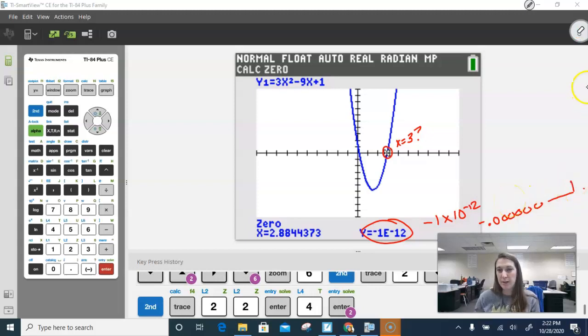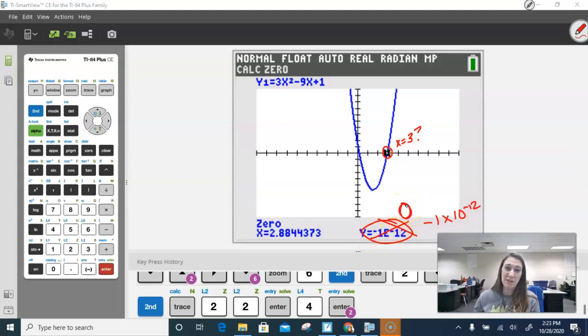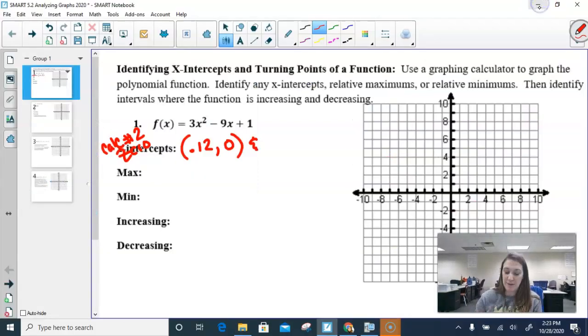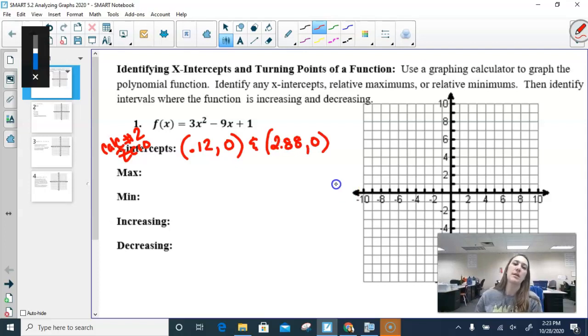Well, I think we can all agree that that number, with it being so tiny, is really stinking close to 0. So anytime this e shows up in your calculations, just know that it's a pixel issue on your calculator, and it really means 0. So finally, we have the other x-intercept, which was at 2.88, comma 0. All right, and that was it.